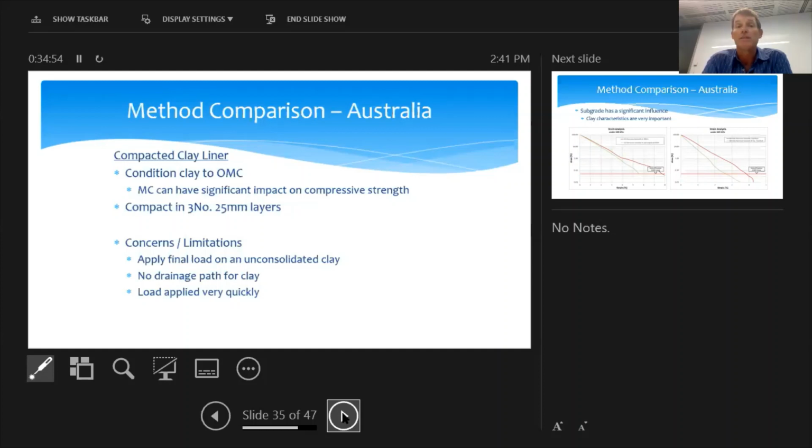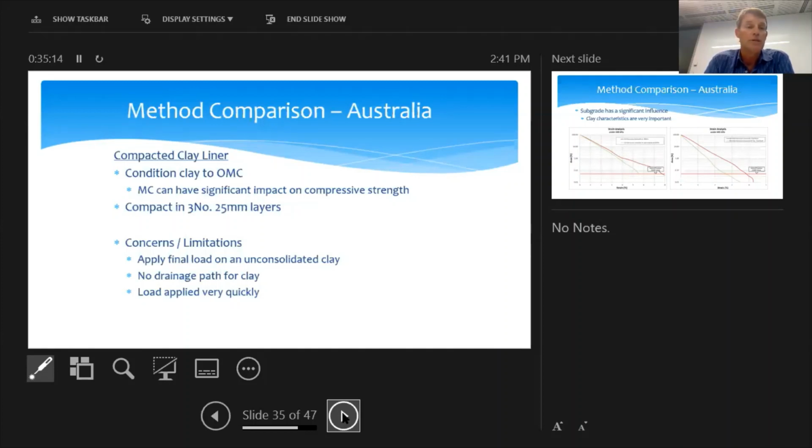Essentially, we compact it similar to what we do in a CBR compaction process, where we do 3 lifts of 25 millimeter layers, and we compact a 600 millimeter diameter disc to create the compacted clay liner.